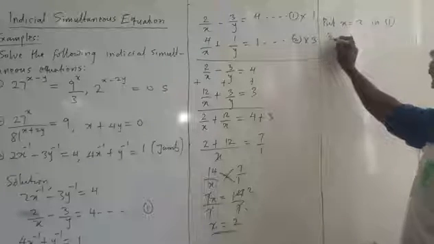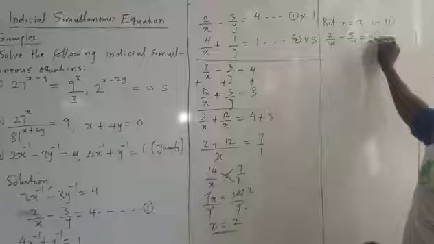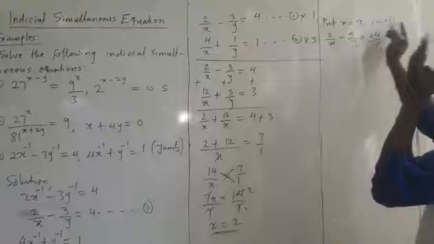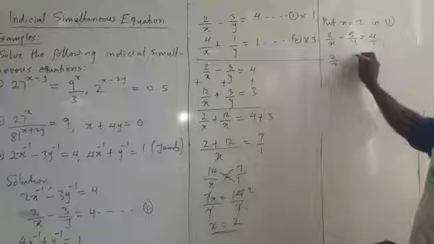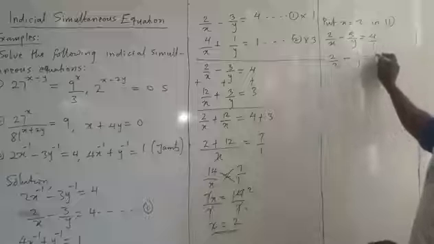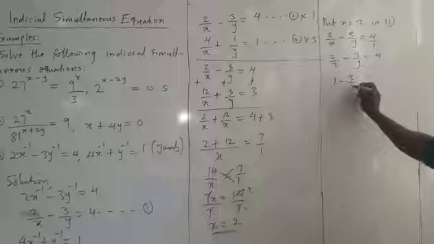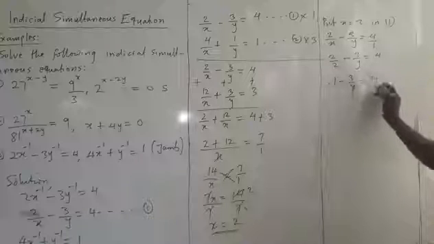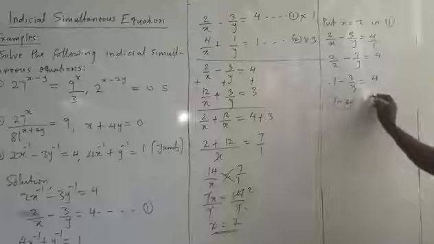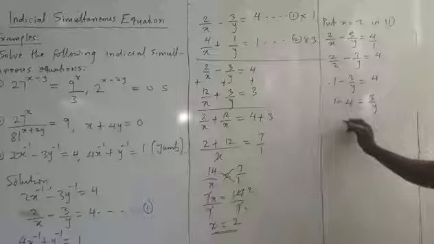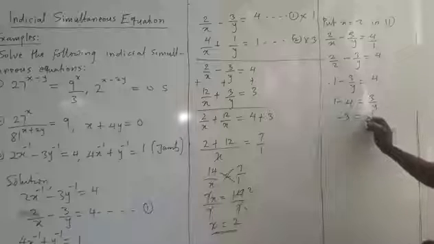Equation 1 is 2 over x minus 3 over y equals 4. So when x is 2, we have 2 over 2 minus 3 over y equals 4. So 2 over 2 is 1, minus 3 over y equals 4. So collect the like terms. That is 1 minus 4 equals 3 over y. So 1 minus 4 is minus 3, equals 3 over y.